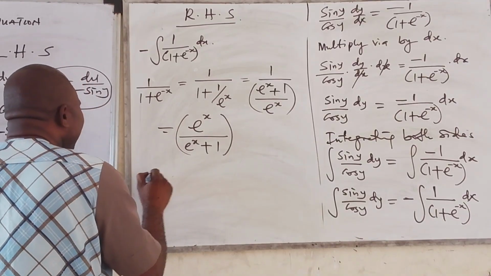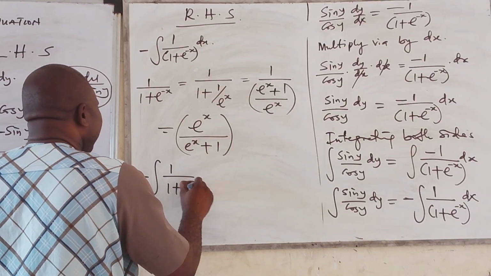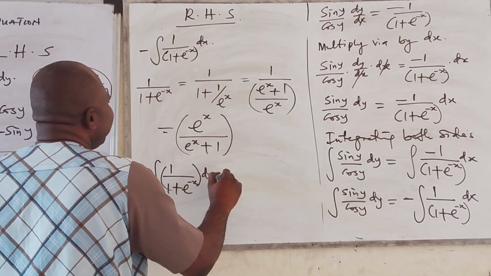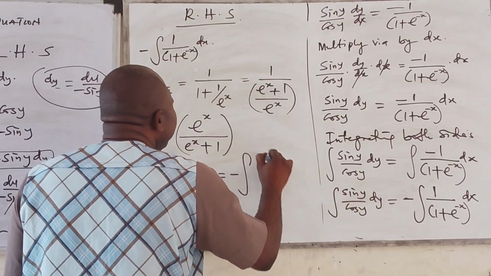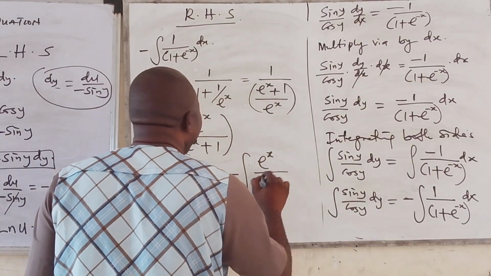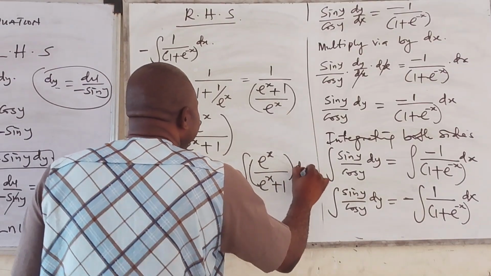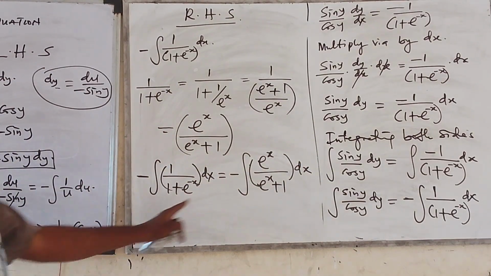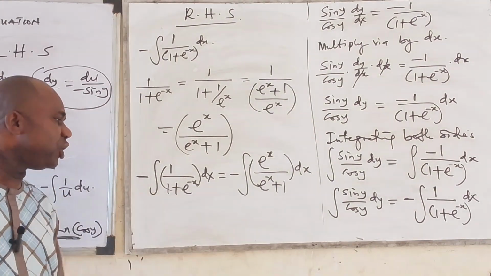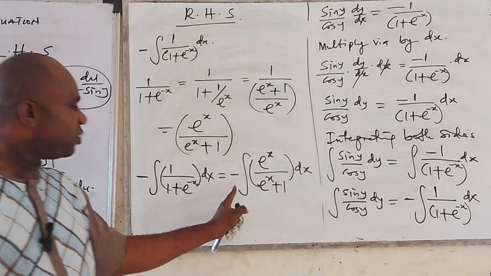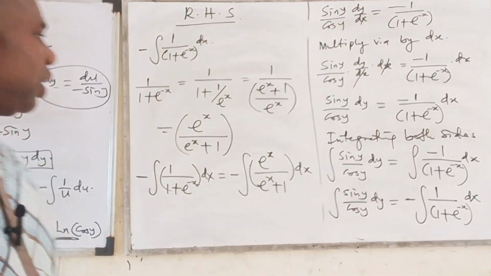So minus the integral of 1 over 1 plus e to the power minus x dx is the same thing as saying minus the integral of e to the power x over e to the power x plus 1 dx. So this is the same as putting it this way.